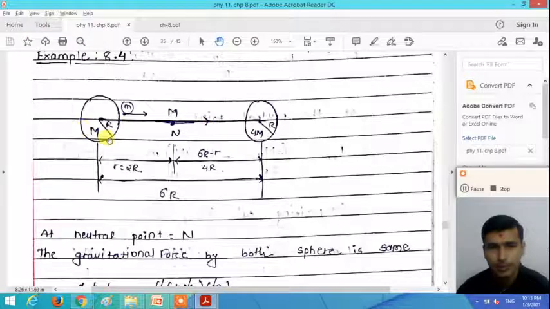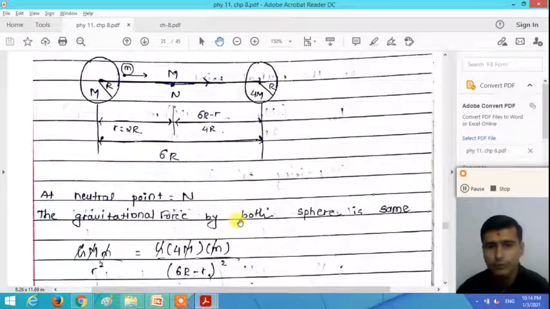What is the neutral point? The neutral point is where the resultant force acting on the object is zero. So the gravitational force on the object having mass small m due to the first sphere is equal to that due to the second sphere. At the neutral point N, the gravitational force by both spheres is the same.